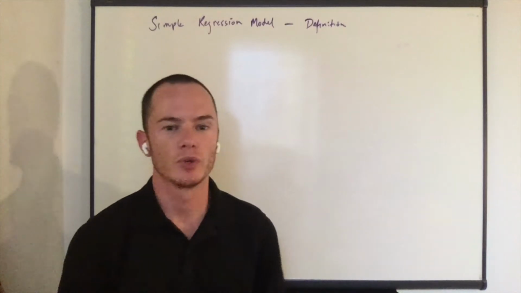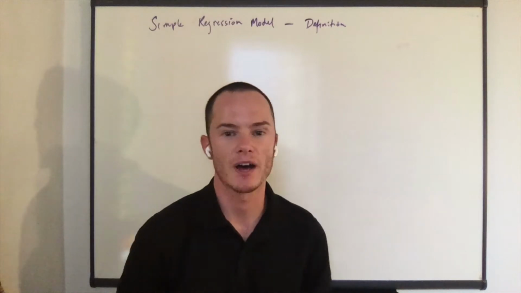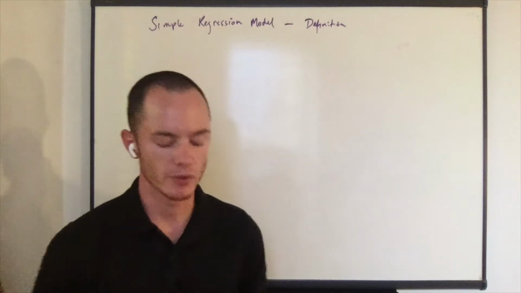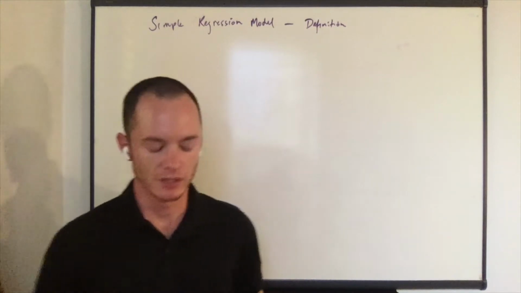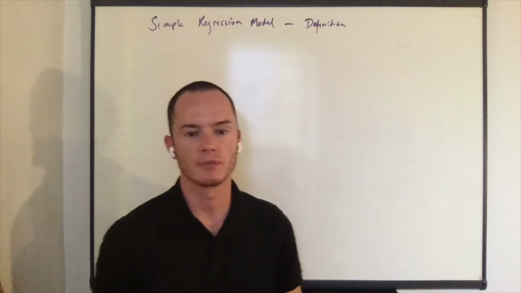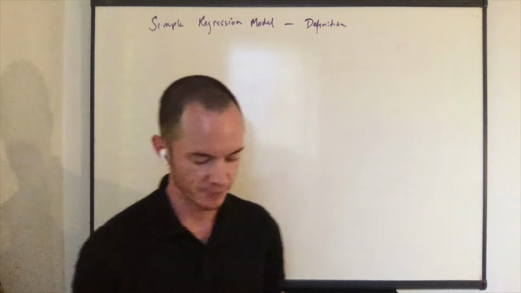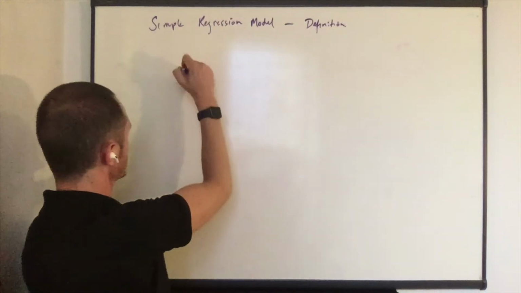In this video, we're going to discuss the simple regression model. We're going to define the simple regression model. In simple terms, the simple regression model is a method for studying the relationship between two variables, x and y. We define the simple regression model as follows.